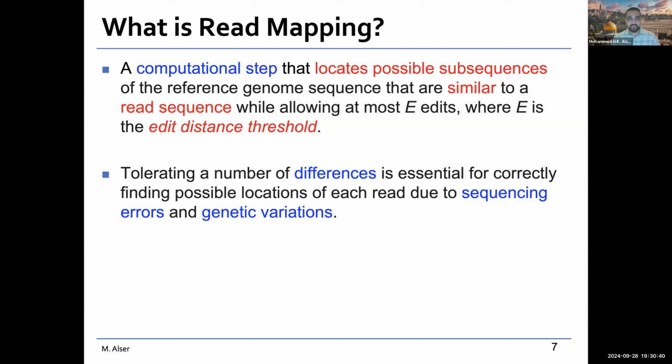ليش subsequences مش subsequence؟ لأنه غالبا لما ندور على كل قطعة جاية من السيكونسينج ماشين احتمال يكون هناك تشابهات عدة في الريفرنس جينوم، وبالتالي لما نقارن مع الريفرنس جينوم ما بنقارن مع قطعة واحدة، أو ما بنتوقع أن نشوف التشابهات مع قطعة واحدة من الريفرنس جينوم. وبالتالي we are trying to locate possible subsequences of the reference genome that are similar or share similarity to a read sequence while allowing at most e-edits.